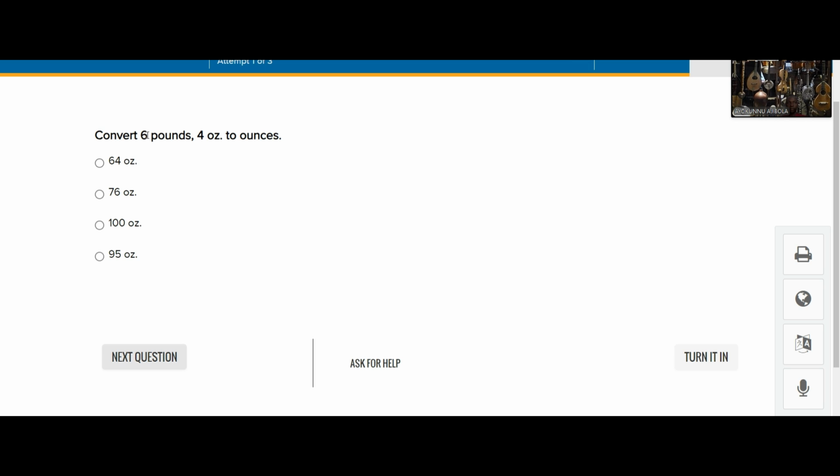Convert 6 pounds, 4 ounces to ounces. So 6 times 16 is what? You first multiply by 16, then you add the 4. Okay. 6 times 16 is 96. Can you hear me? I think it's the third option. That's correct.